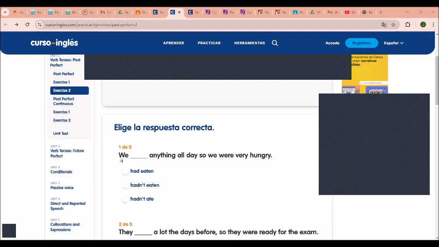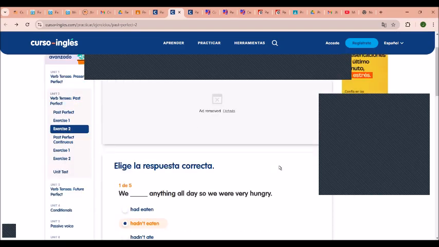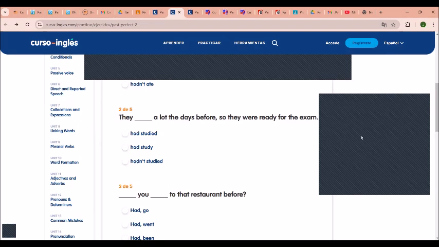Number one, Dana. We hadn't eaten anything all day, so we were very hungry. We hadn't eaten anything. Exactly. Right? Based on the context, we know it's in the negative form.